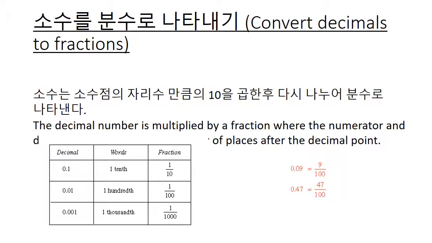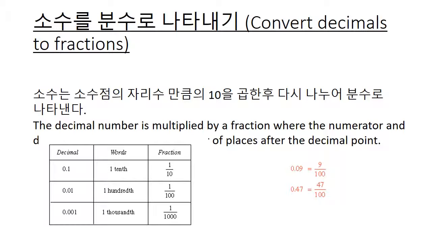Now let's take a look at how to convert decimals into fractions. 소수는 소수점의 자리수만큼의 10을 곱한 후 다시 나누어 분수로 나타낸다. The decimal number is multiplied by a fraction where the numerator and denominator are both 10 to the number of places after the decimal point. So let's take a look at an example to make things a little clearer.